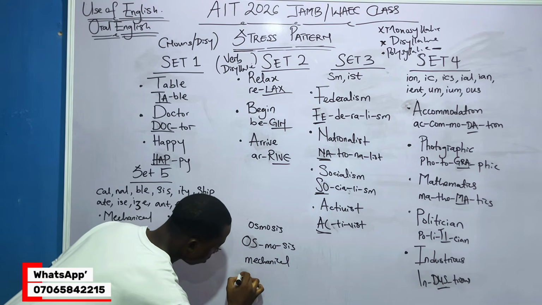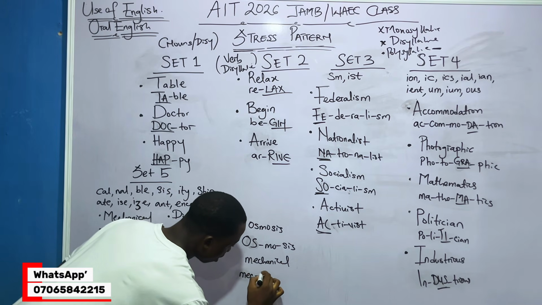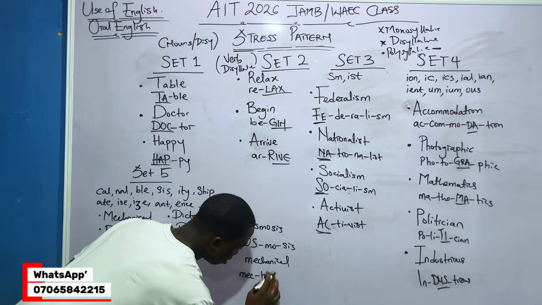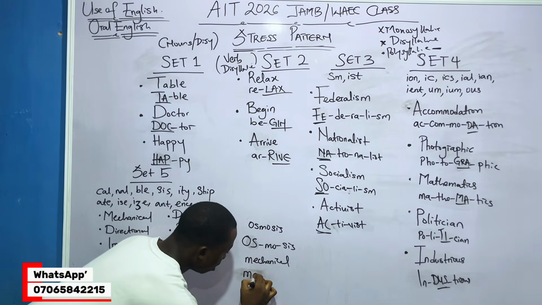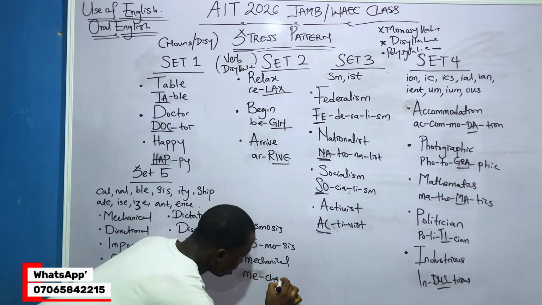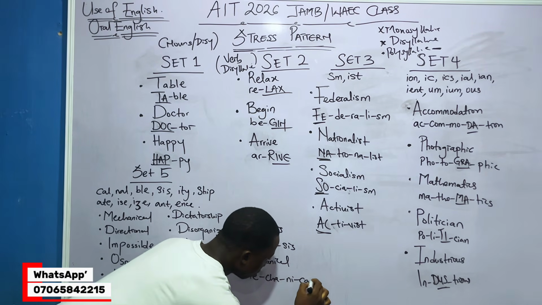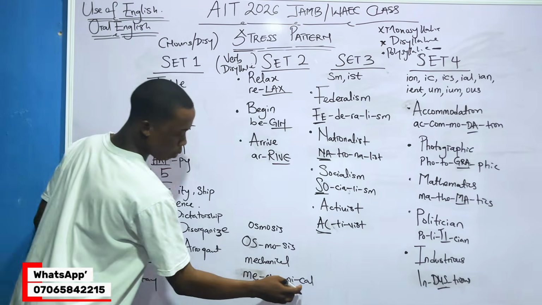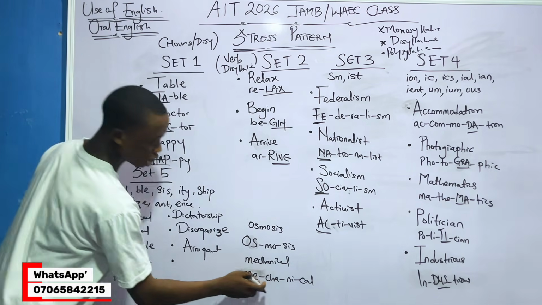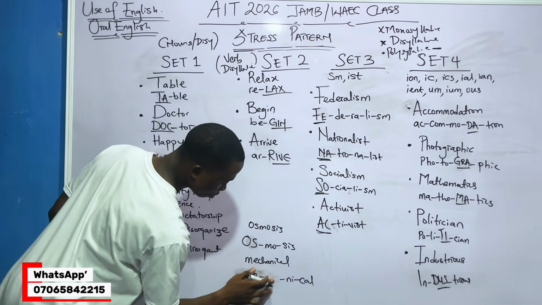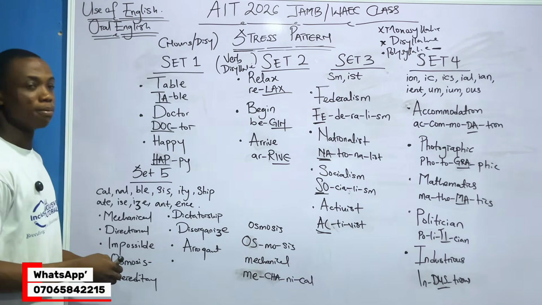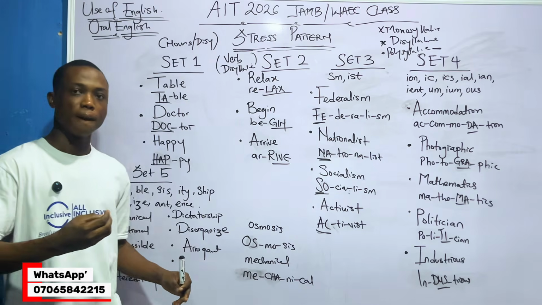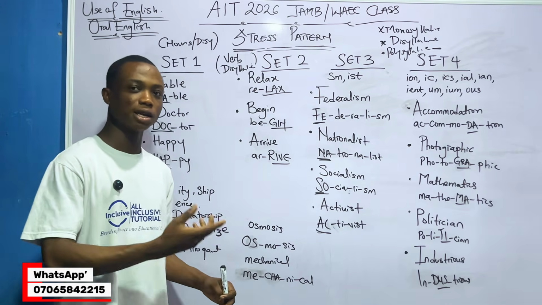Okay, let me put this in small letter. We have... I think I will have mechanical. So the stress, 1, 2, 3. The stress will be here. So it will be what? CHA. That's why we have what? If you want to pronounce mechanical, you can see it, mechanical.